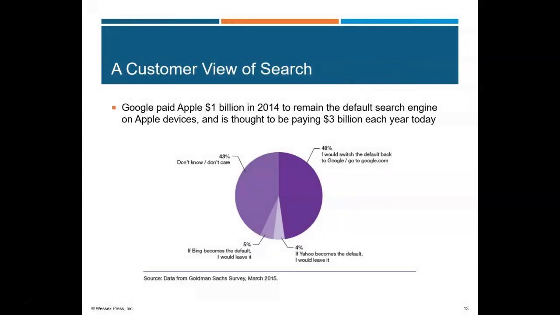A customer review of search. So Google paid Apple $1 billion in 2014 to remain the default search engine on Apple devices and is thought to be paying $3 billion each year today. Now, they asked, hey, public, do you care about hearing that Apple spent that much money in 2014 for the use of Google as their search engine? And a lot of people say that they don't care and they don't know. And then others say, I would switch the default back to Google and go to google.com.